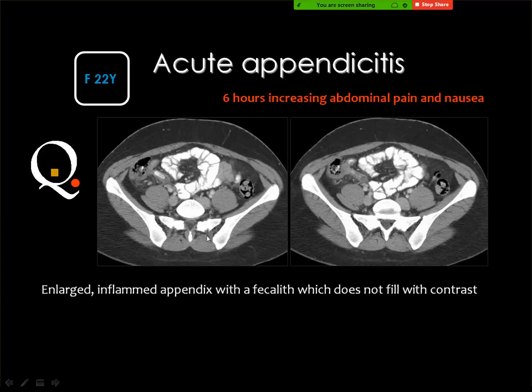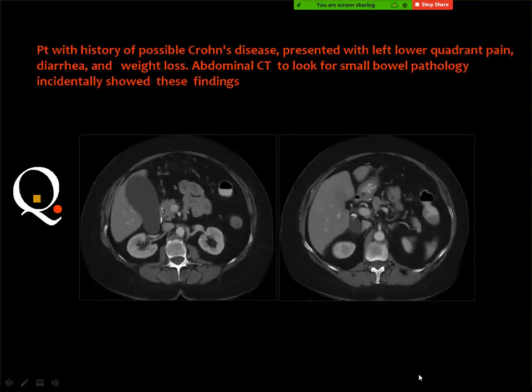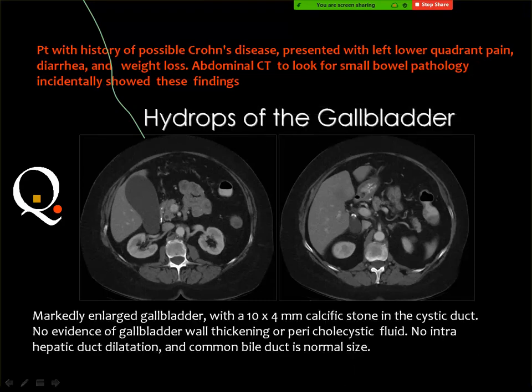Appendicitis. Acute appendicitis with appendicolith. The appendix is distended by fluid with stranding of the periappendicular fat, and there is a calcified appendicolith inside. Stone in the cystic duct, Mirizzi syndrome, sorry. There is a stone in the cystic duct with distension of the gallbladder, known as gallbladder mucocele or hydrops of the gallbladder.